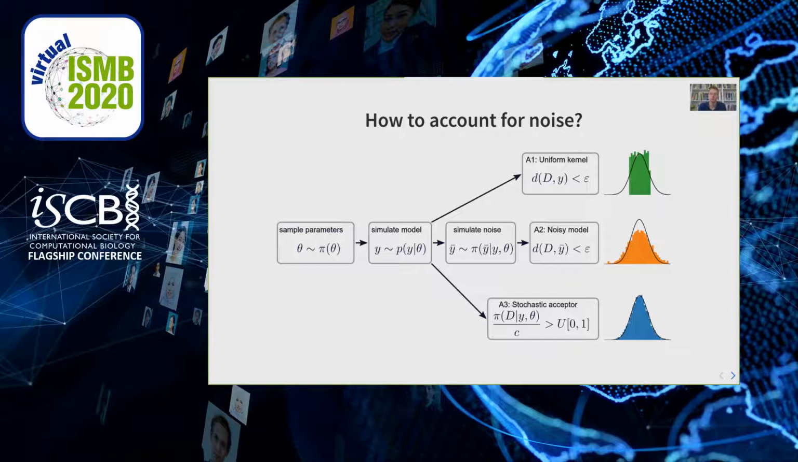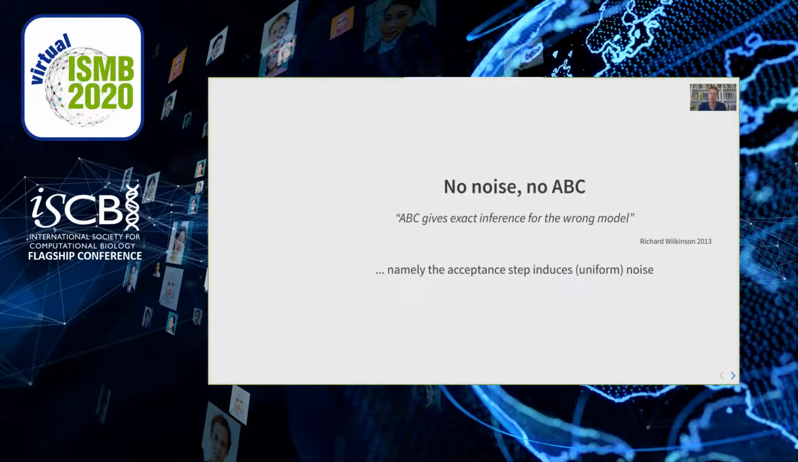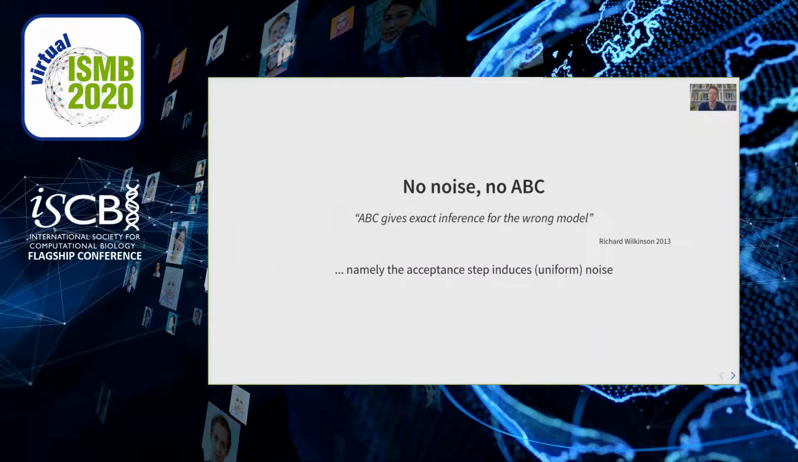The third alternative is to modify the acceptance step away from this binary distance-epsilon criterion towards a criterion based on the conditional probability of noisy data D given noise-free model output Y and parameters theta. This is based on a famous paper by Richard Wilkinson, who stated that ABC actually gives exact inference, just for the wrong model. Namely, a model with model error induced by the acceptance step.